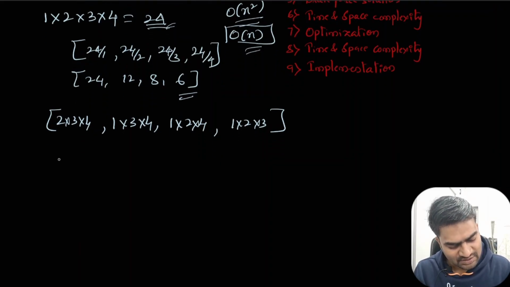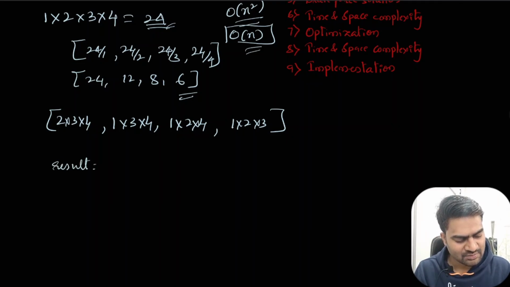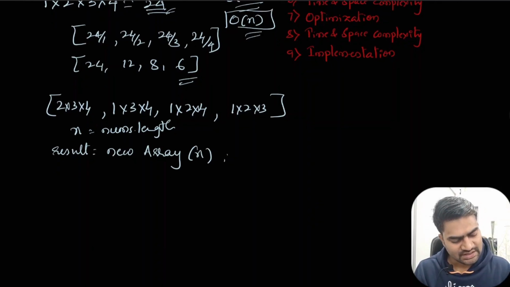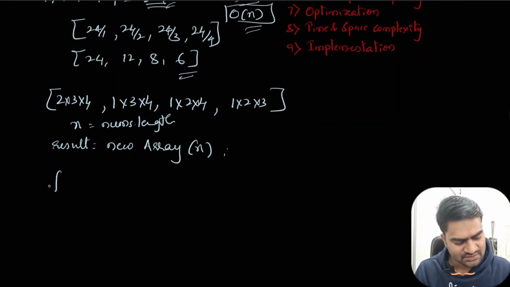So now I will say our answer array, or maybe our result array. n will be our nums dot length. Now our result will be a new array of length n. With that, I will use a for loop for i equal to 0.